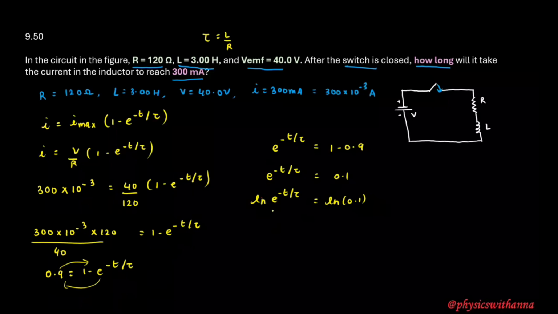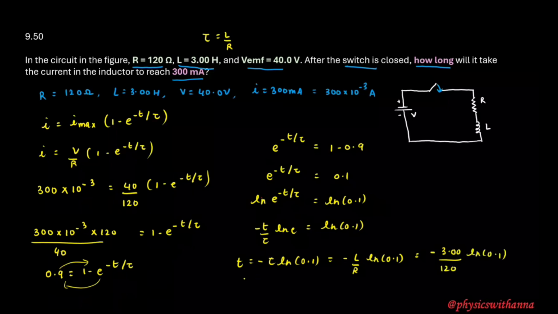When you take natural logarithm of any term, the powers are always multiplied. So negative t by tau ln e equals ln 0.1. ln e is 1, and to find t, I'm going to multiply with negative tau on both sides. So you get t equal to negative tau ln 0.1. Tau you can write as L over R, so t equals negative L over R times ln 0.1. Now substitute L is 3 Henry, R is 120 ohm, ln 0.1. That gives you the time to be equal to 0.0576 seconds.